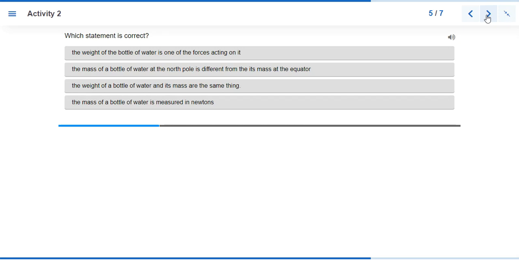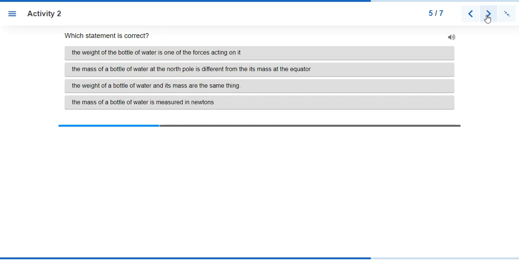Looking critically at these options, let's deal with them one after the other. The mass of a bottle of water is measured in newtons. Mass will always be measured in kilograms, so the statement is incorrect. The weight of a bottle of water and its mass are the same thing. Nope. Why? Because weight is measured in newtons, while mass is measured in kilograms.